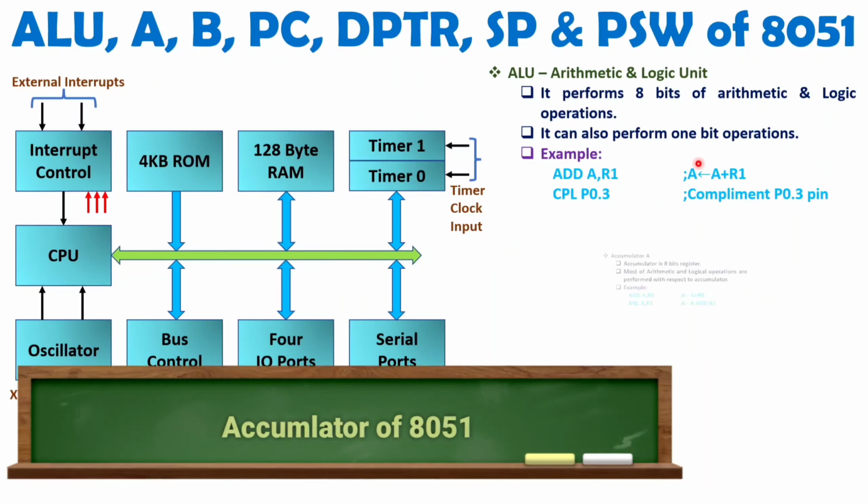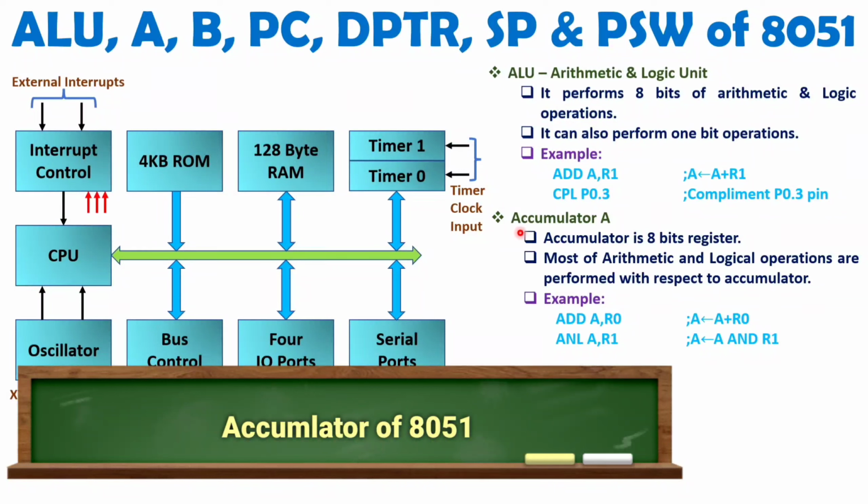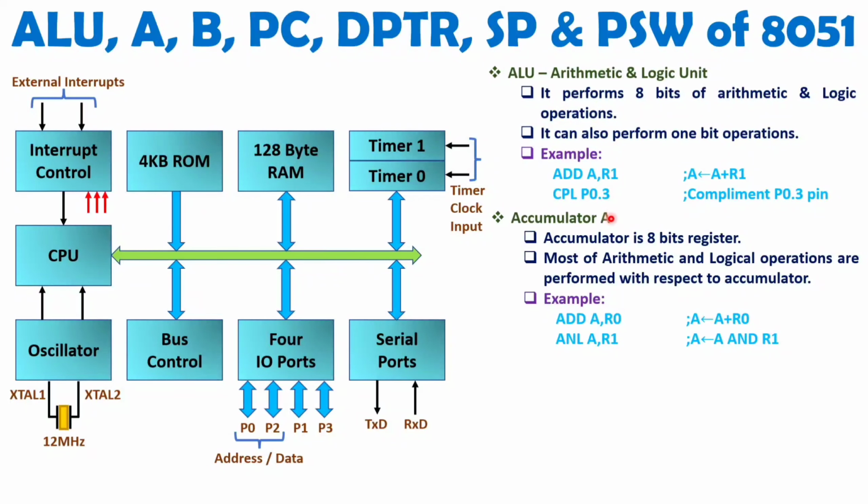Let me explain the second term, that is accumulator A. Accumulator A is a register with a size of 8 bits. My dear students, you should know this is a special register. Why? The reason is that most of the arithmetic and logical operations of 8051 happen with respect to the accumulator only. So the accumulator is used with most of the arithmetic and logical operations.